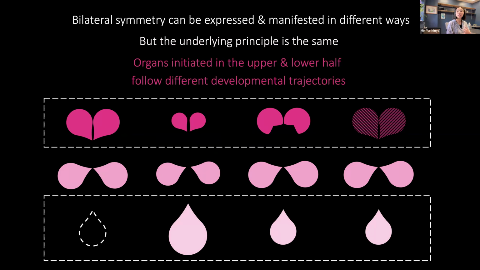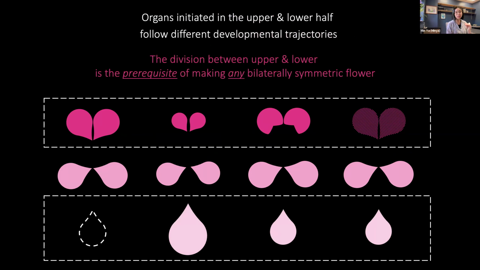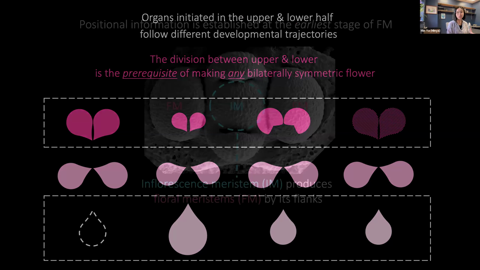Regardless of how different these developmental programs are, at which developmental stage the differences are elaborated, or how the flowers look in the end, this division between the upper and the lower is a prerequisite of making any bilaterally symmetric flower. It's a universal rule, and this division can be readily observed since the very beginning as well.